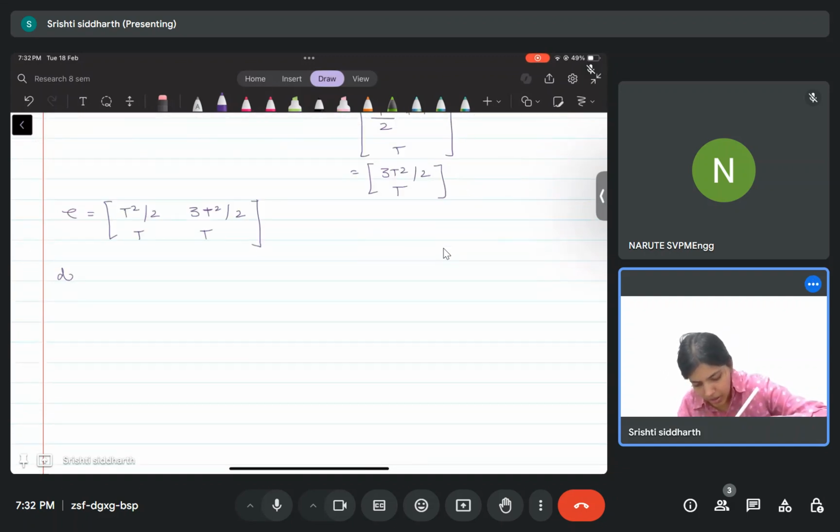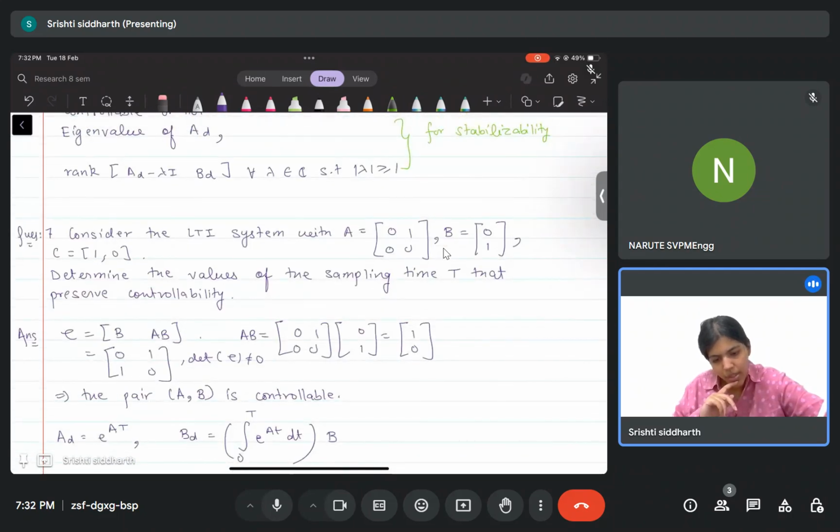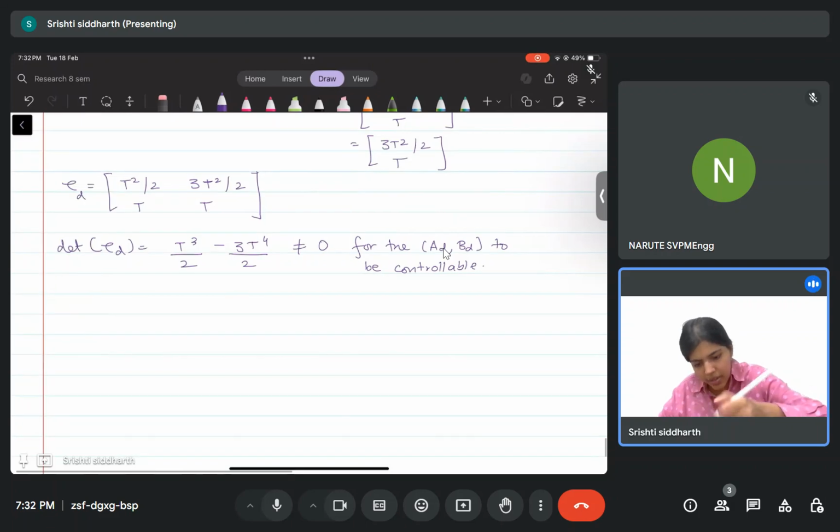So this is a square matrix. The determinant of this is T cubed by 2 minus 3T to the power 4 by 2. And if we want it to be controllable, this should not be equal to 0 for the pair (AD, BD) to be controllable. We have to determine the values of the sampling time T which preserve controllability. Alright, so let's see for which values we have 0. This is T squared minus 3T to the power 4 equals 0.